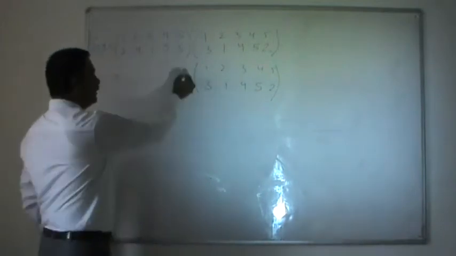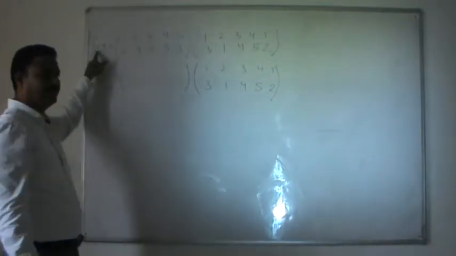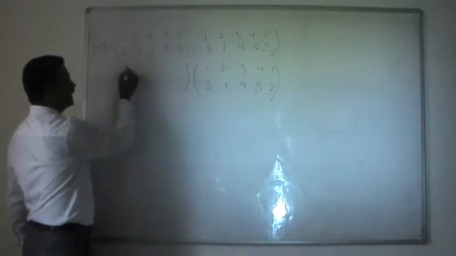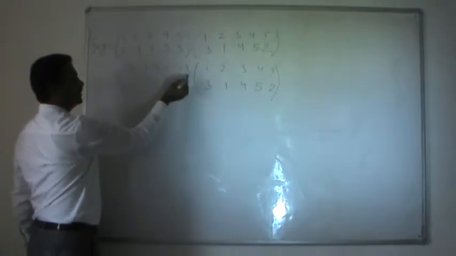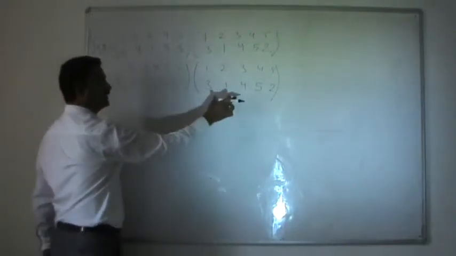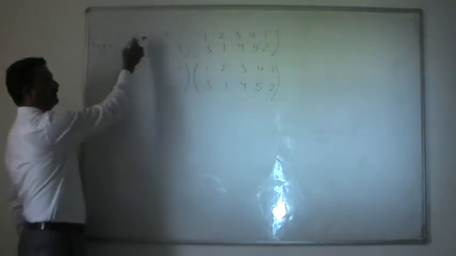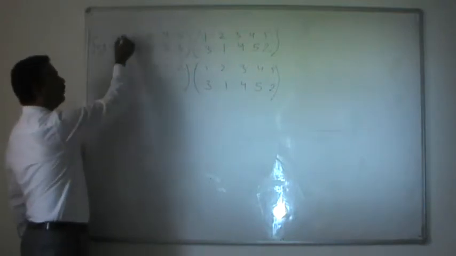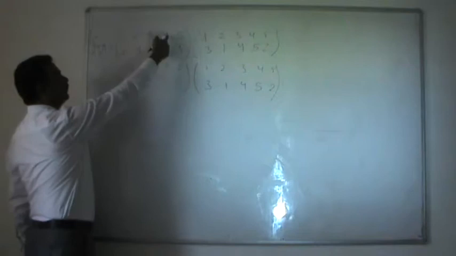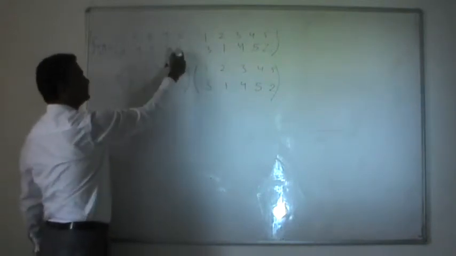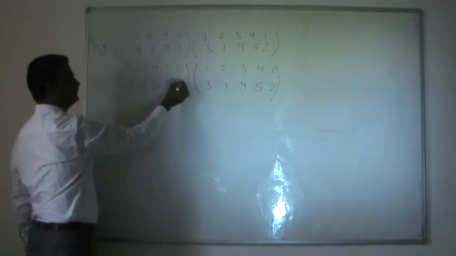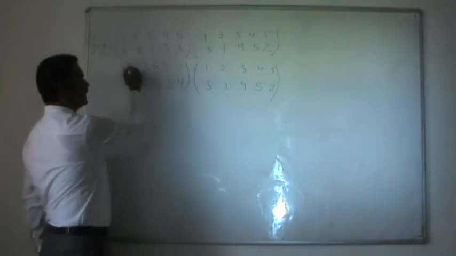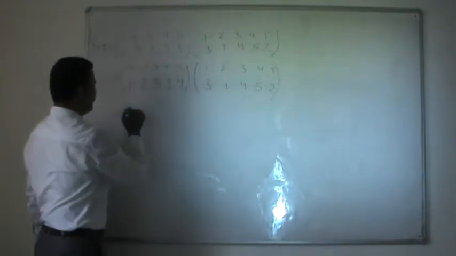Then we rewrite F in such a manner that the second row of this permutation must coincide with the first row of the first permutation. That means we write the second row instead of the first row of F. So 3 goes to 1, 1 goes to 2, 4 goes to 5, 5 goes to 3, and 2 goes to 4. Okay, and now we observe these two rows are identical, so we just cancel them out.